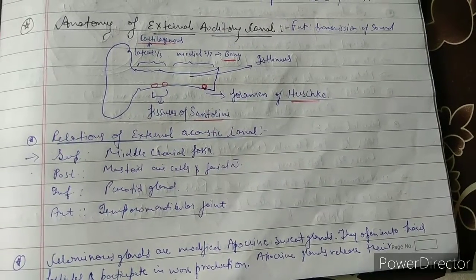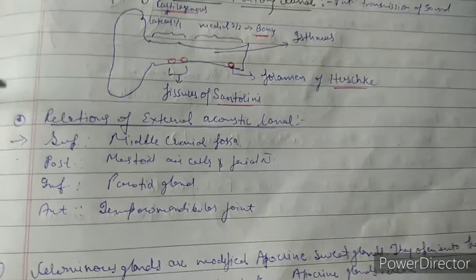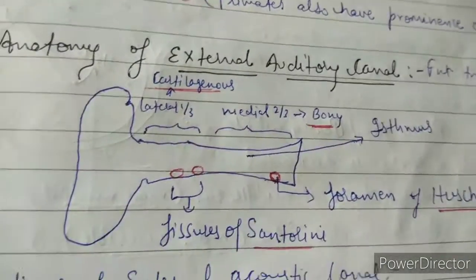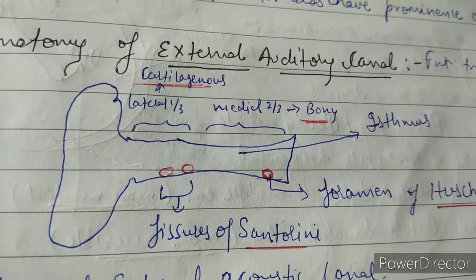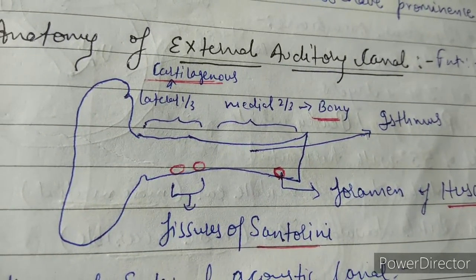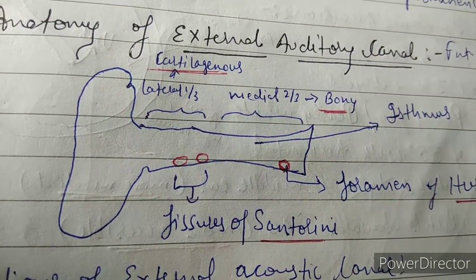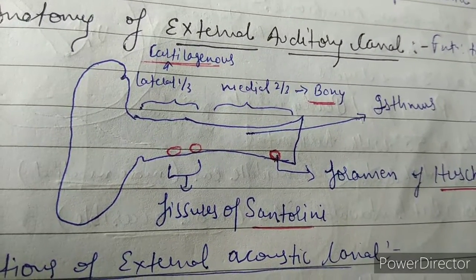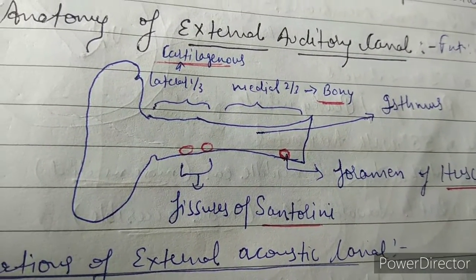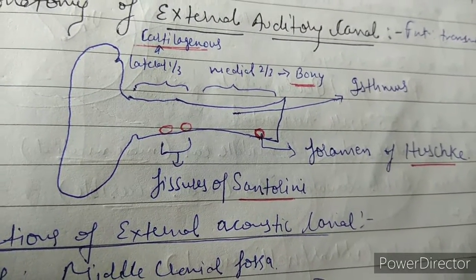So what's the function of the external auditory canal? Its function is transmission of sound. So guys, please just focus on the picture as I have drawn here. The lateral 1/3 part of the external auditory canal is made up of cartilage, that is the cartilaginous part, and the medial 2/3 part is the bony part.